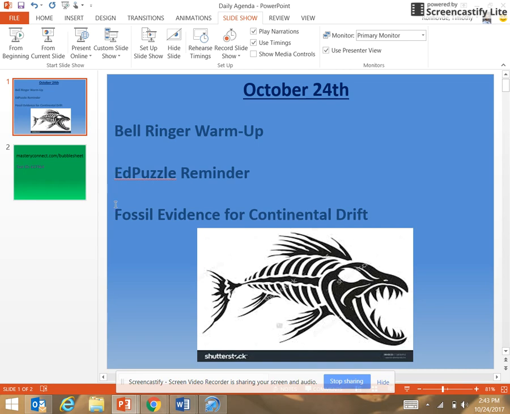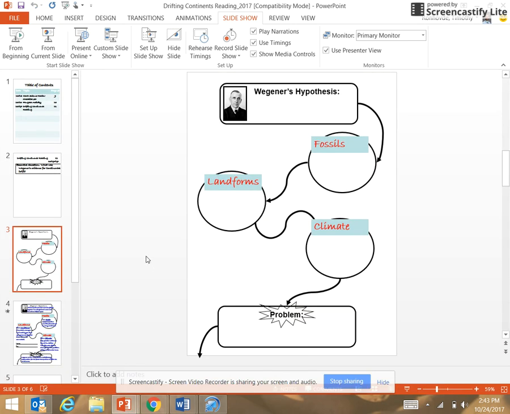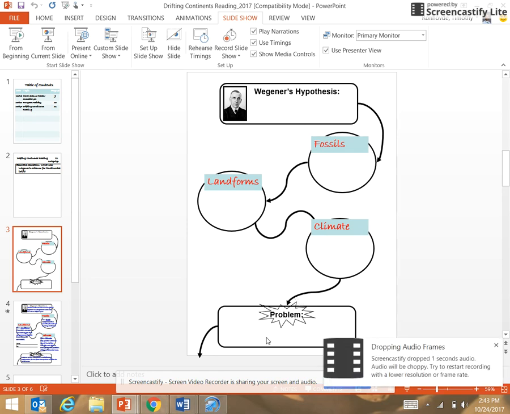So then today we did fossil evidence for continental drift. And we reviewed quickly what you did with the sub last time. You did a reading and organized your notes into these categories. So there was fossil evidence, landform evidence, and climate evidence, and a problem that Alfred Wegener ran into with his theory. So you did that last time, so we reviewed.